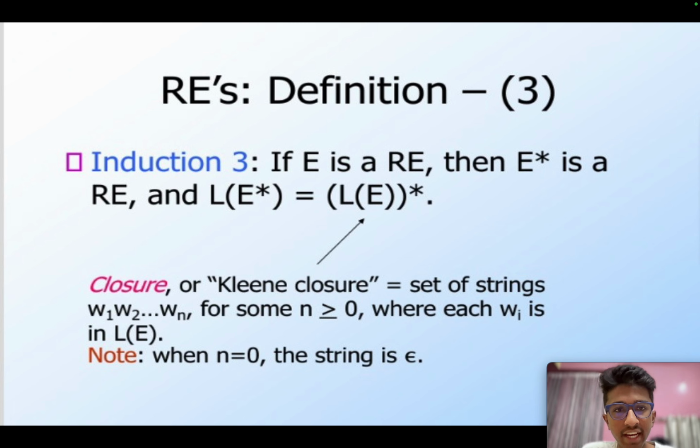Then we have the regular expression definition, part 3. If E is a regular expression, then E star is a regular expression too. That is L of E star, which is the number of times E repeats in the language. Therefore we can write it as L of E, whole star. Closure, or Kleene closure, is the set of strings w1 w2 through wn for some n greater than or equal to 0, where each wi is in L of E.